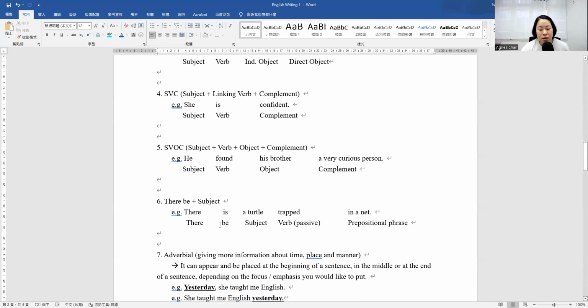So there is there. Be is the is. Okay, a turtle will be the subject that we're talking about. And then the verb in the passive voice, that is the past participle, would be trapped. Okay, that is the passive voice because the turtle is trapped in a net. And then in a net is the prepositional phrase, because it starts with the preposition in here. So that's the location, so where the turtle is trapped. Okay, so we can tell where. Yeah, so that would be the there, be structure.